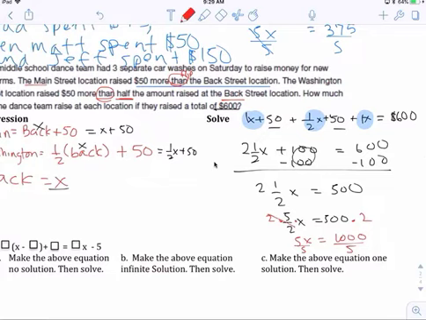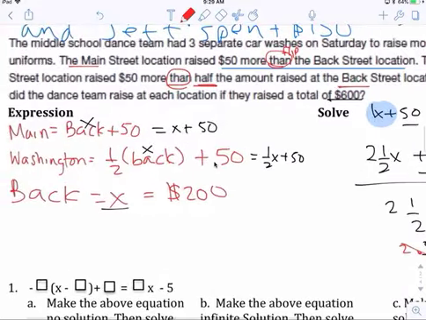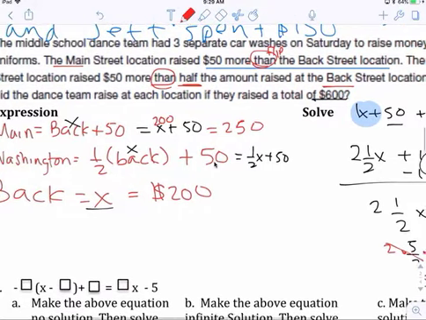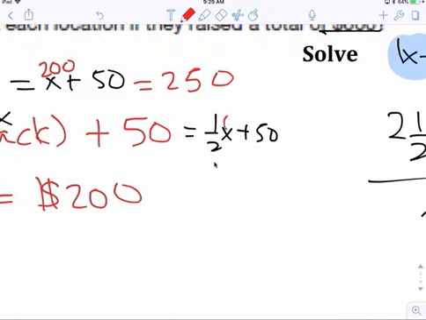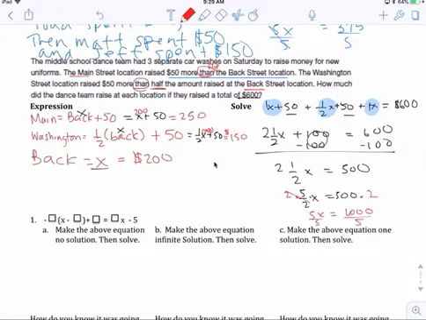$200. Backstreet needs to make $200. Backstreet plus 50 is 250. And 1/2 times 200. Half of 200 is 100 plus 50 is 150. So, these are my answers for each.